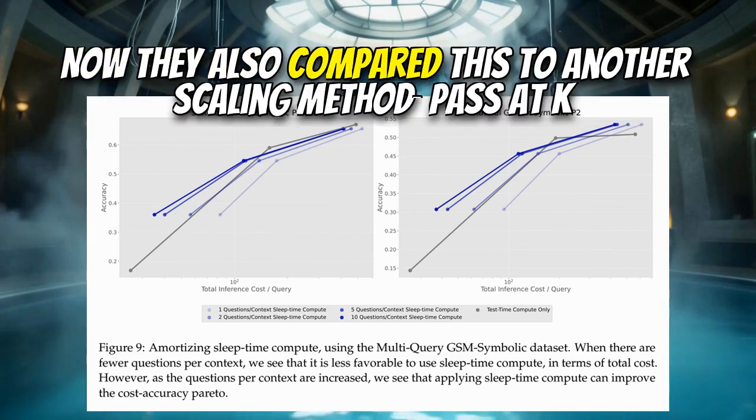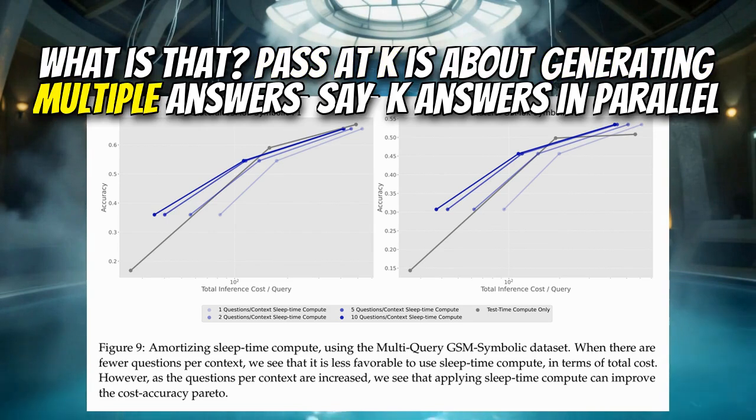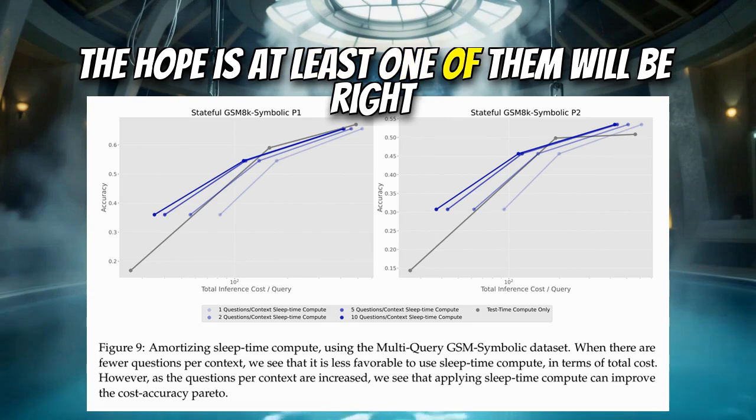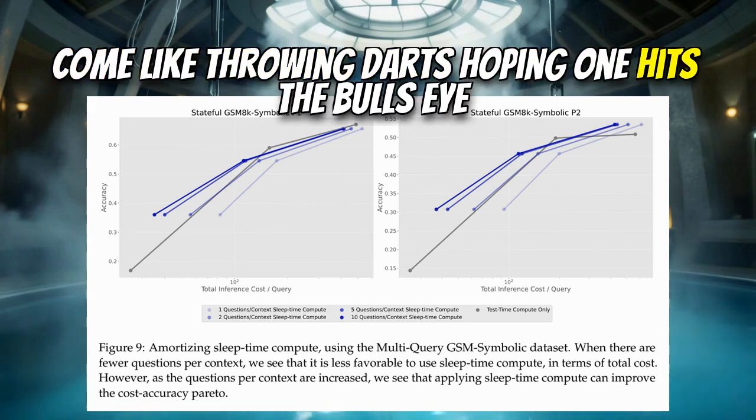Okay. Now, they also compared this to another scaling method, Pass@K. What is that? Pass@K is about generating multiple answers, say K answers, in parallel at test time. The hope is at least one of them will be right. Kind of like throwing darts hoping one hits the bullseye.